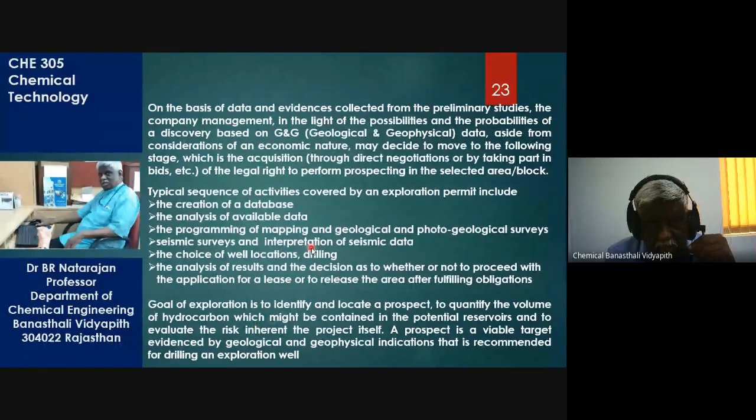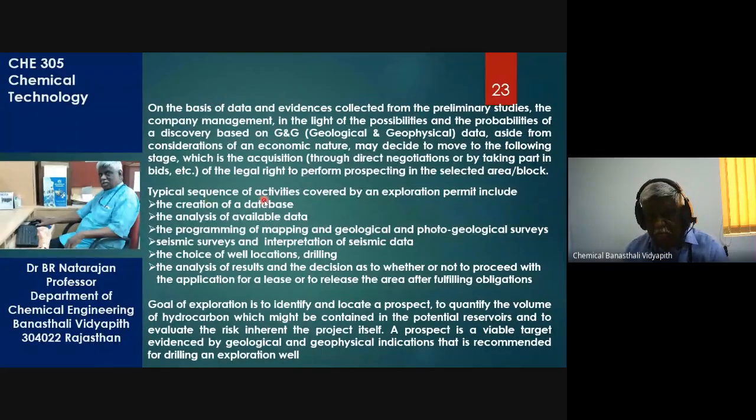On the basis of data and evidence collected from the preliminary studies, the company management discusses G&G. G&G stands for geological and geophysical data. Aside from considerations of an economic nature, it may decide to move to the following stage, which is the acquisition, through direct negotiations or by taking part in bids, of the legal right to perform prospecting in the selected area or block. Permission for drilling, right?